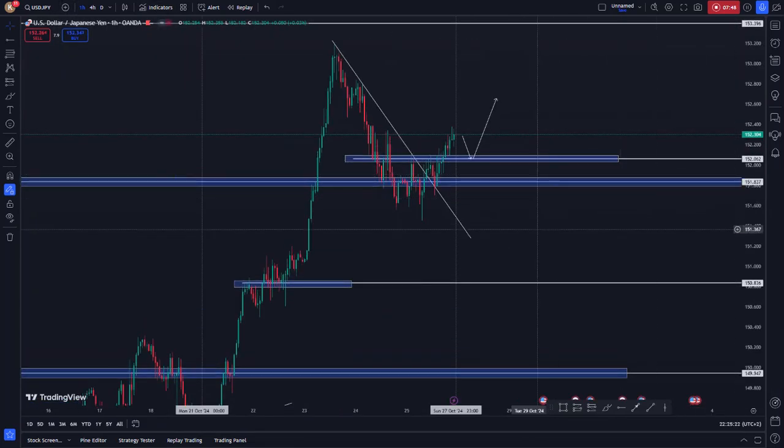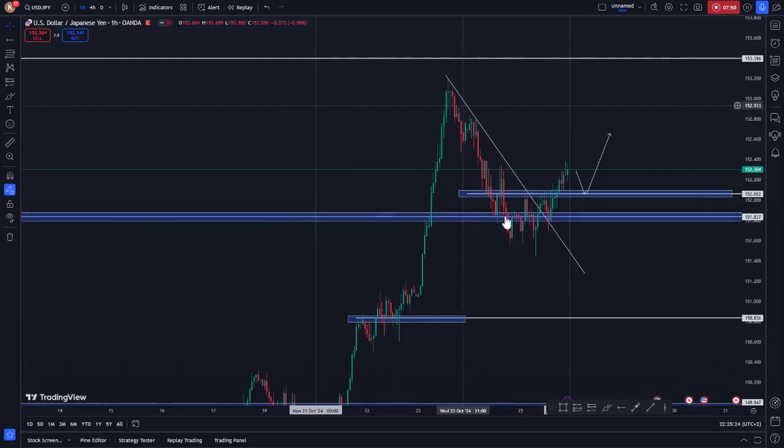Okay, so if you come into this, you can clearly see we created a formation and pushed up. It depends on how you see it, right? It can be an M formation, it can be a W formation, it can also be an inverse head and shoulders pattern. So I want to see price come to react here, and I want to see price go all the way to the upside.